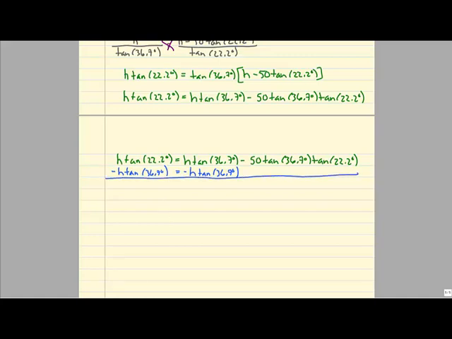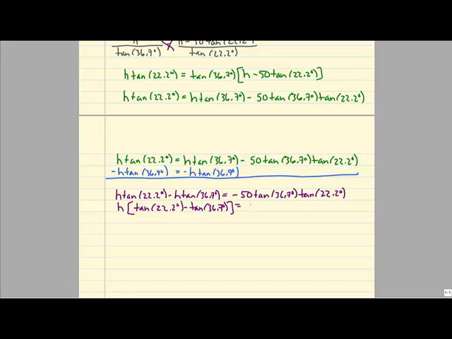Okay, so let's keep going on this. So I have h tangent 22.2 degrees minus h tangent 36.7 degrees equals negative 50 tangent 36.7 degrees tangent 22.2 degrees. Now the trick on this one is both of these have an h, so I'm going to factor out the h and I'm left with tangent 22.2 degrees minus tangent 36.7 degrees equals everything over here on the right.